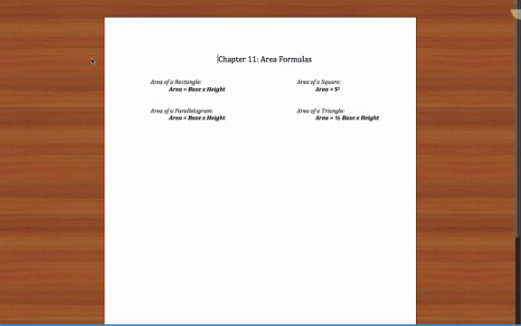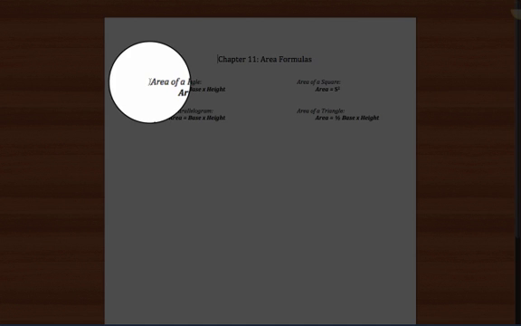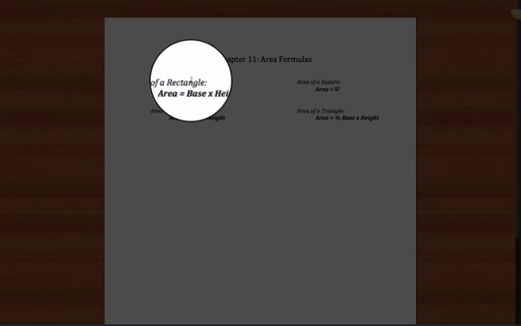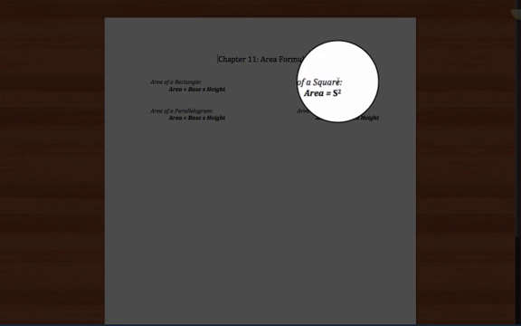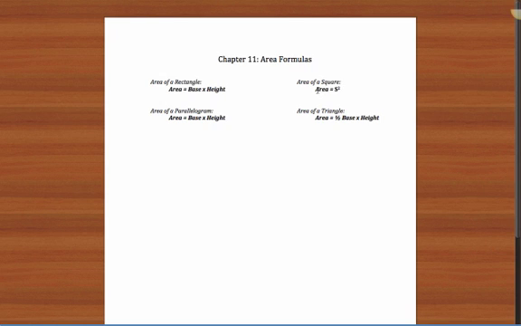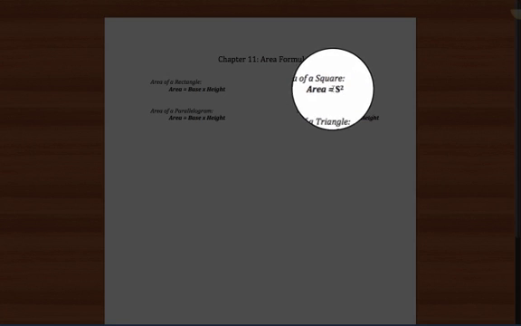Okay, Ramblers, in chapter 11 we've had two videos now, and in the first we talked about the basic unit of area, which we've said is the area of a rectangle. That, of course, was just equal to base times height. Then we looked at the area of a square, because a square is a special rectangle where the base and the height are the same, so that area formula was just s squared, or the side squared.